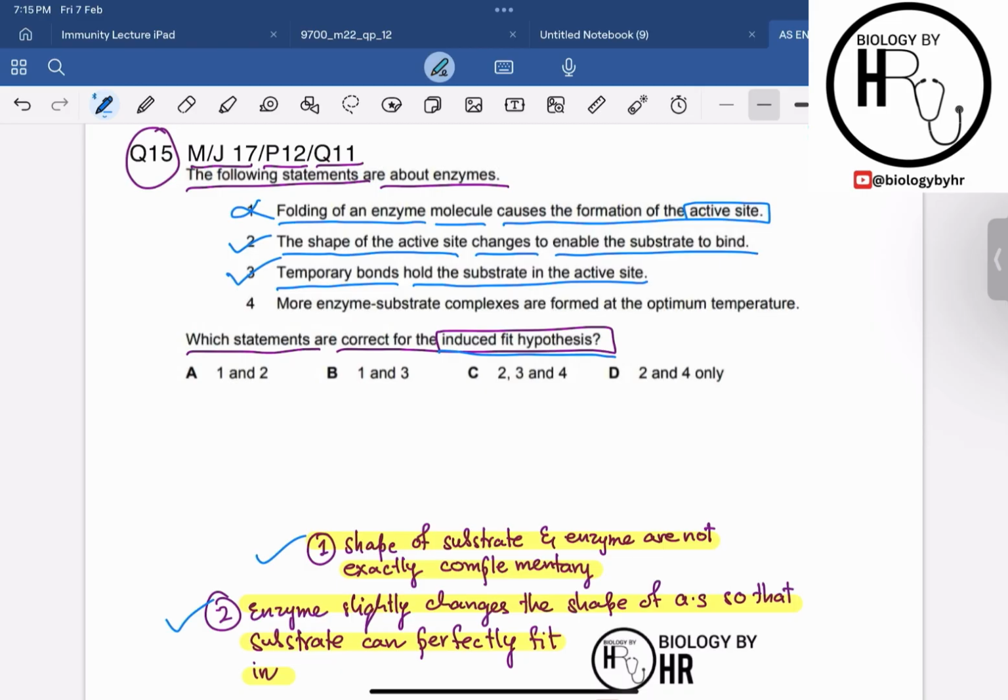Then the next statement says that more enzyme substrate complexes are formed at the optimum temperature. Yes, it is correct that more enzyme substrate complexes are formed at the optimum temperature. How? At the optimum temperature, the kinetic energy of the enzyme and the substrate is increased. It leads to more frequent collisions and more complexes are formed, right? So basically over here we can say that 2 and 3 are correct. But if we talk about 4, although it applies to the enzyme activity, it still supports the induced fit model because enzyme function depends on the successful binding of the substrate, right? So hence the correct answer over here would be option C, 2, 3 and 4 only.